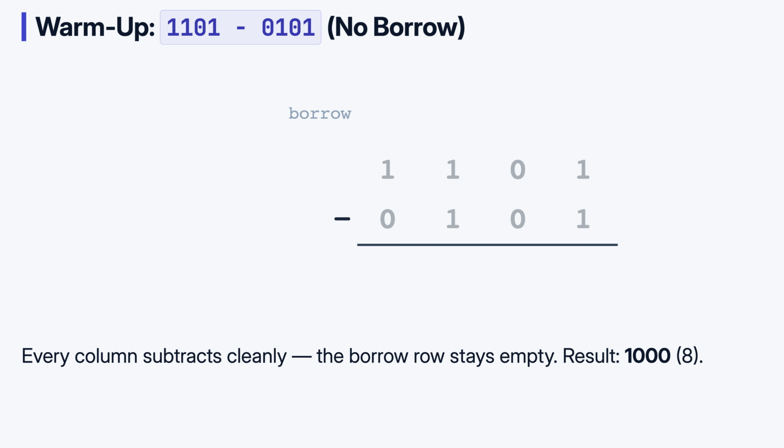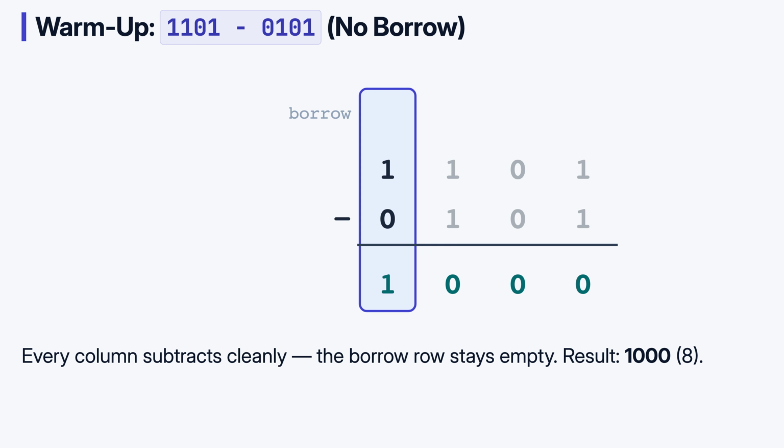Let's start with a clean case that needs no borrowing. 1101, which is 13, minus 0101, which is 5. The rightmost column, 1 minus 1 is 0. The next column, 0 minus 0 is 0. The next column, 1 minus 1 is 0. The leftmost column, 1 minus 0 is 1. The bar row above stays empty the whole time. Read the answer, 1000, which is 8, and 13 minus 5 really is 8.